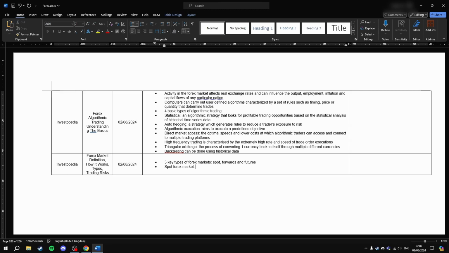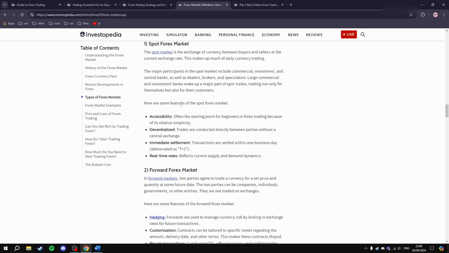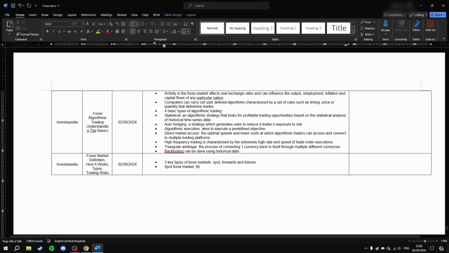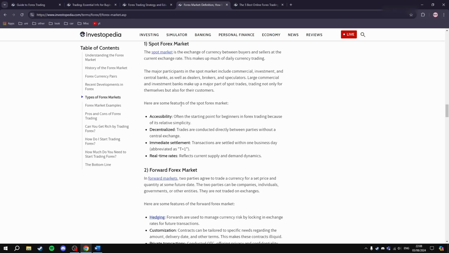Forex market. The exchange of currency between buyers and sellers at the current exchange rate. Some features of the spot forex market: accessibility, decentralized, immediate settlement, real-time rates, reflects current supply and demand dynamics.